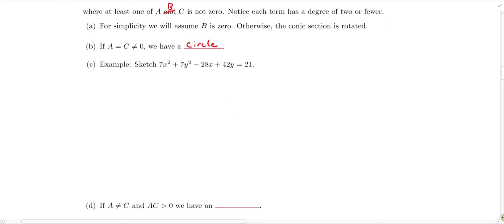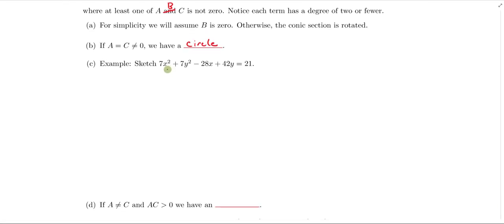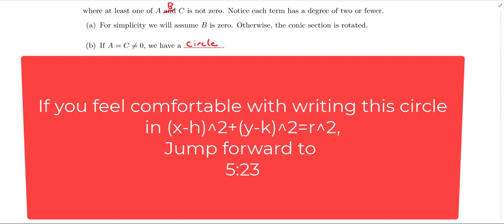And let's go ahead and remind ourselves why. So here, for example, I've got a equal to c. The x squared and the y squared have the same coefficient there. Let's go ahead and see why this is a circle. So folks, I'm going to do a quick review of completing the square in order to do this problem. If you feel comfortable doing this problem, maybe just jump forward to the timestamp that I'll put up right here for you. Otherwise, I'm going to show you how to convert this into the traditional circle form as a matter of review, because it's something we'll be doing so often in this course.